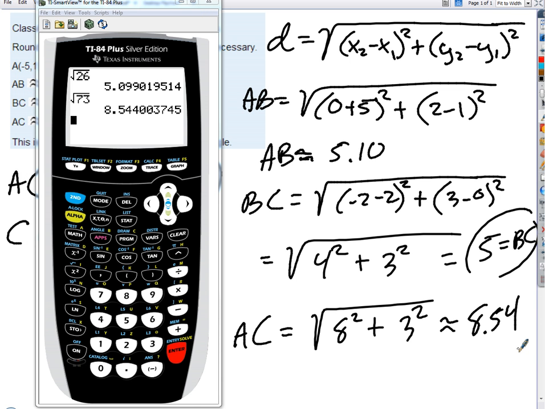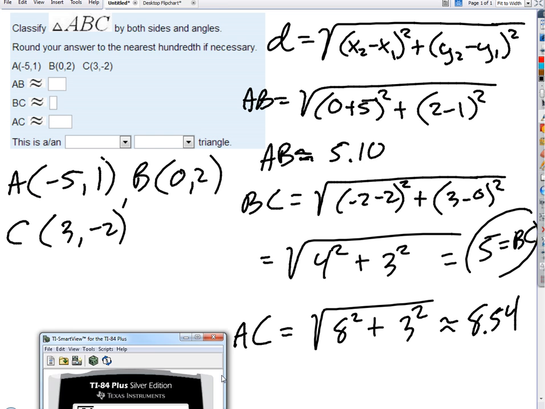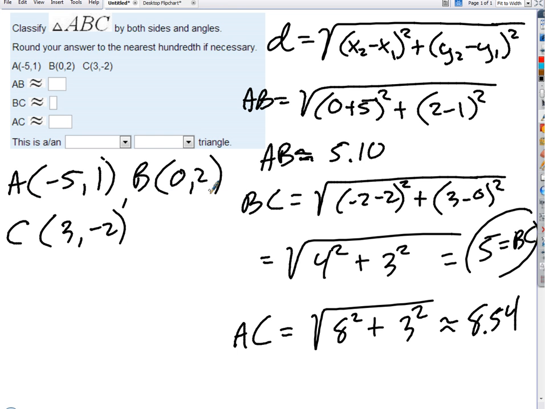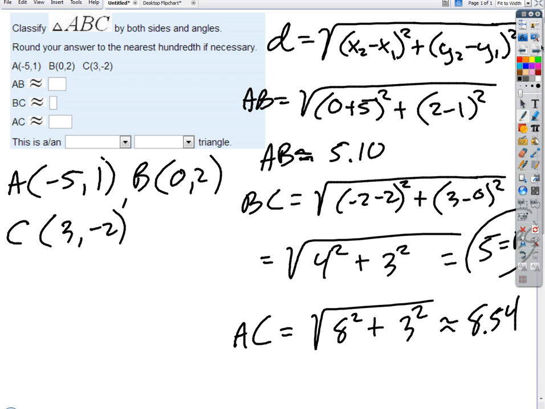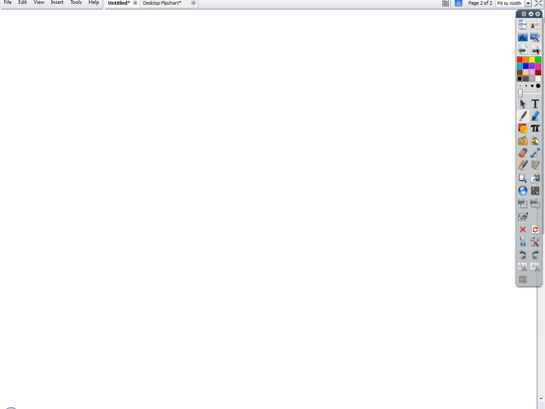So we got these three sides then: 5.1, 5, and 8.54. Now, so what's the biggest side? The 8.54. And I just write those in here, right? That's what it wants for those answers. 8.54 is the biggest side. Now I want you to make a prediction for me. If we're looking at triangles, let's say these are the lengths of the sides of this triangle.